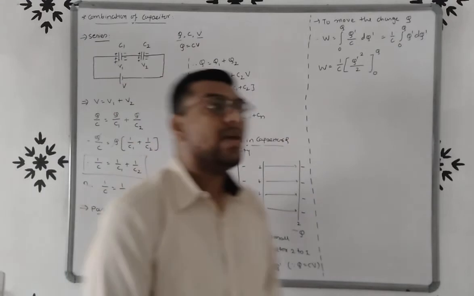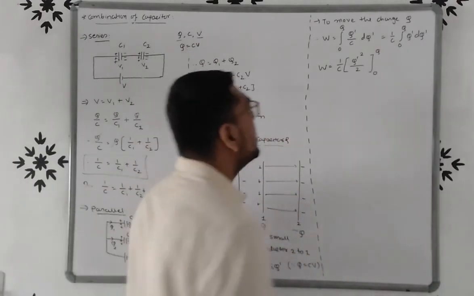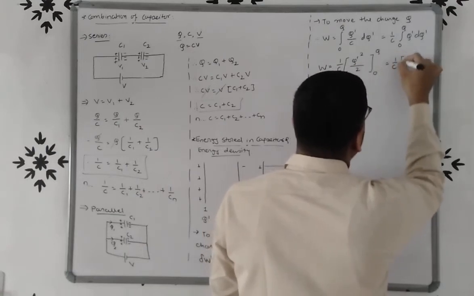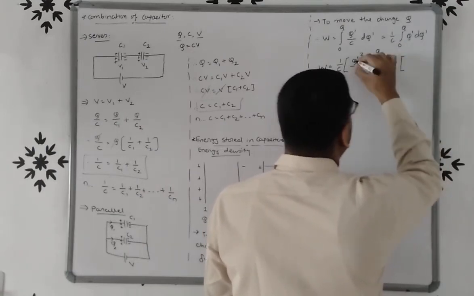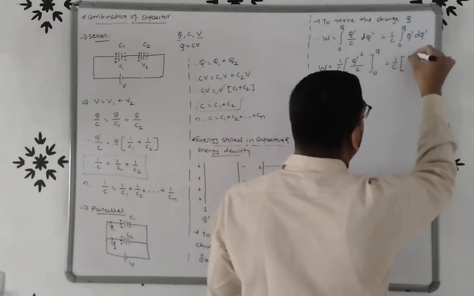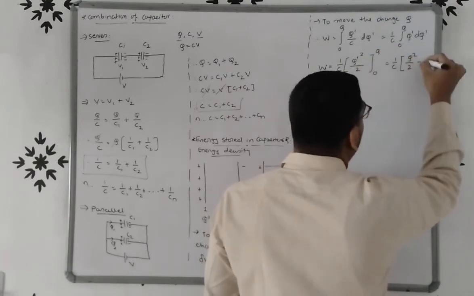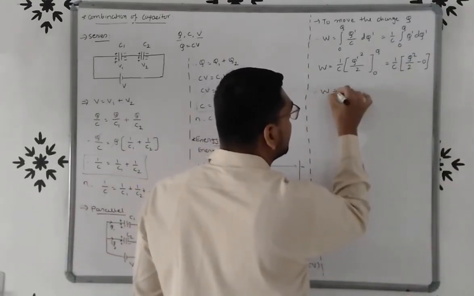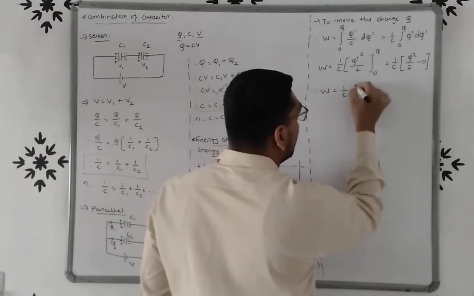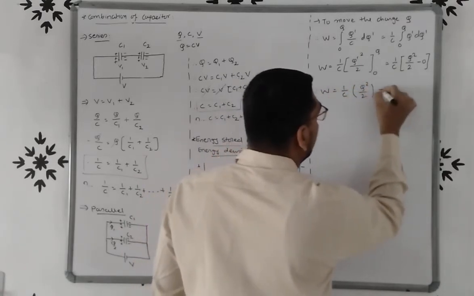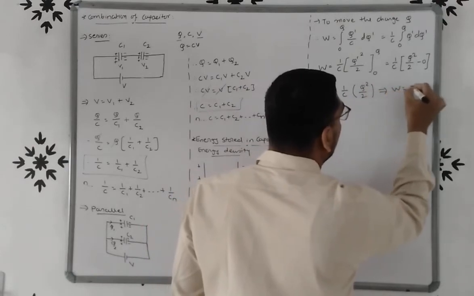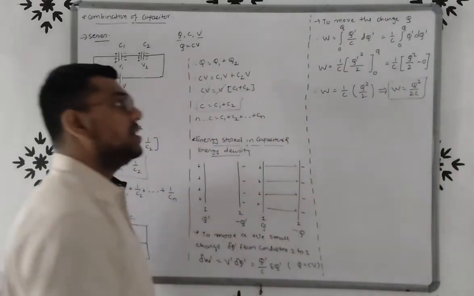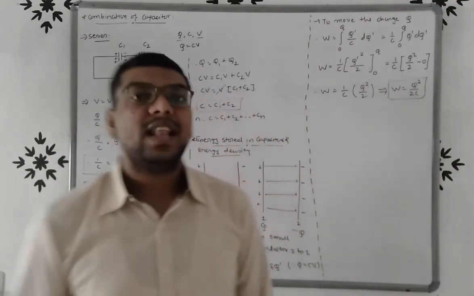First of all we have to put the upper limit, then the lower limit. So 1 by C as it is. First of all upper limit, so instead of Q dash the upper limit is Q, so Q square by 2 minus lower limit 0. So this work done W is equal to 1 by C into Q square by 2, that is W is equal to Q square upon 2C, right? So this work done is stored as a potential energy.